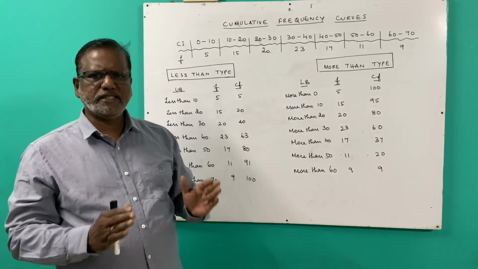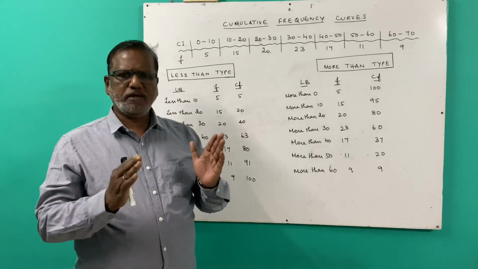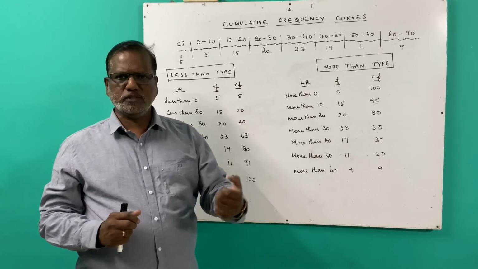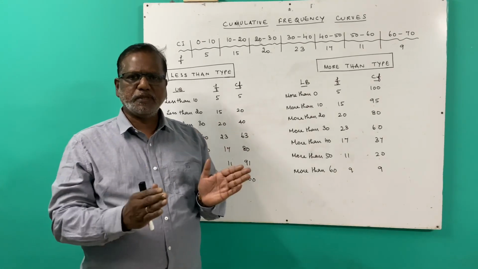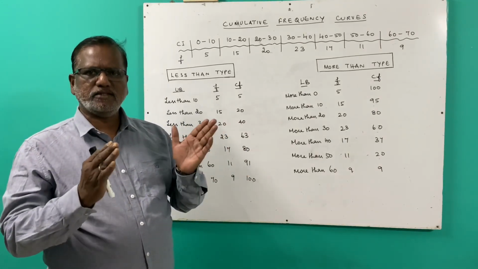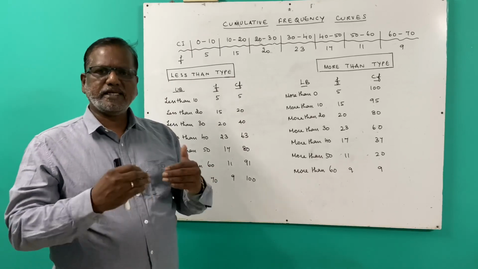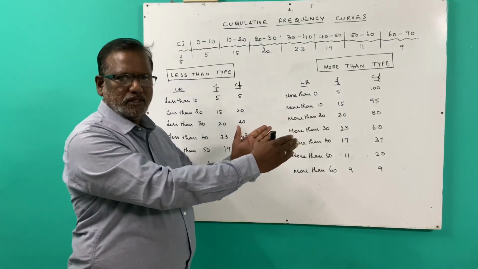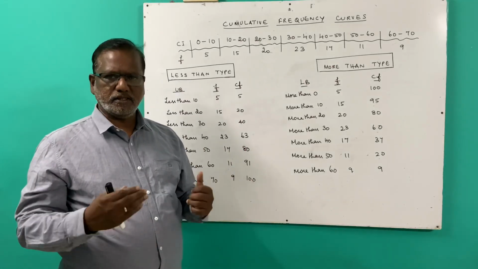The first part is just like this. Depending on the question, whether it is the less than type or more than type, we prepare the necessary table. And the second part, based on this table, we will be drawing the curve.